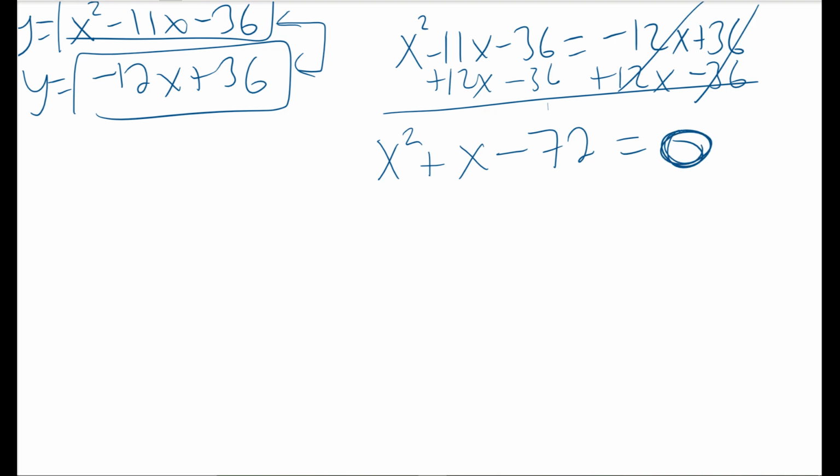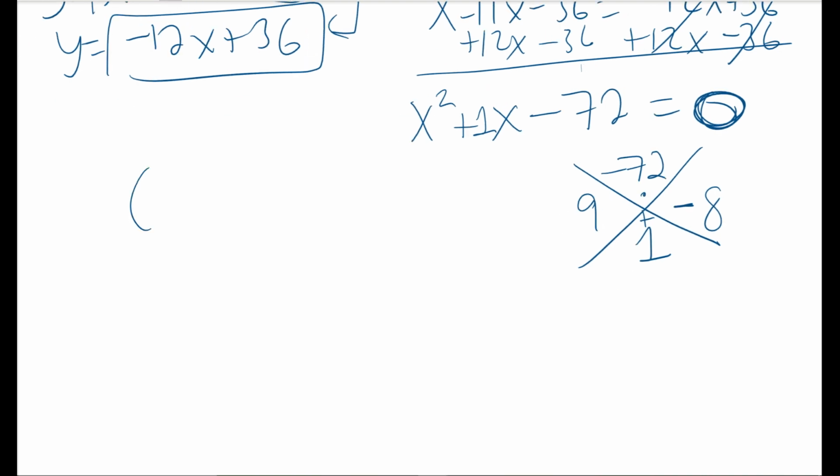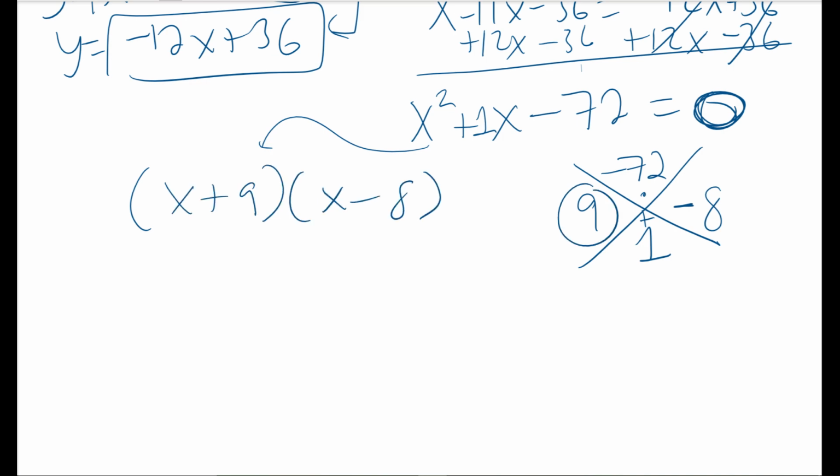So we should be able to factor this and solve it. So if we factor this, we got negative 72 on top, and we have an invisible positive 1 on the bottom. Two numbers that multiply to negative 72 but add to 1. Well, that would be 9 and 8, negative 8 to be specific. So then we could factor this into (x plus 9)(x minus 8), using those two numbers that we found. And this is equal to 0.